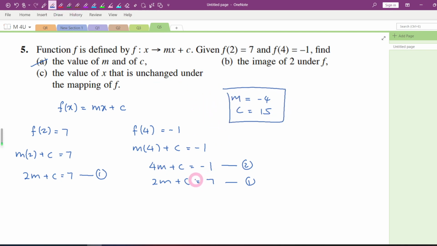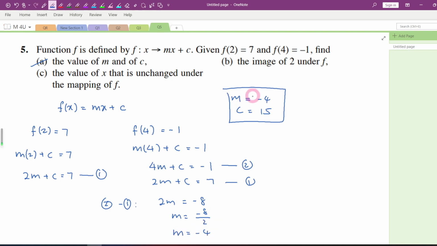Okay, so now I'm going to use elimination method. I'm going to eliminate the c first. So I just take the second equation minus the first equation. 4m minus 2m, I will get 2m. Positive c minus positive c, you will get 0c. We have successfully eliminated the variable c. So -1 minus 7, you will get -8. So m is equal to -8 divided by 2. M is equal to -4.